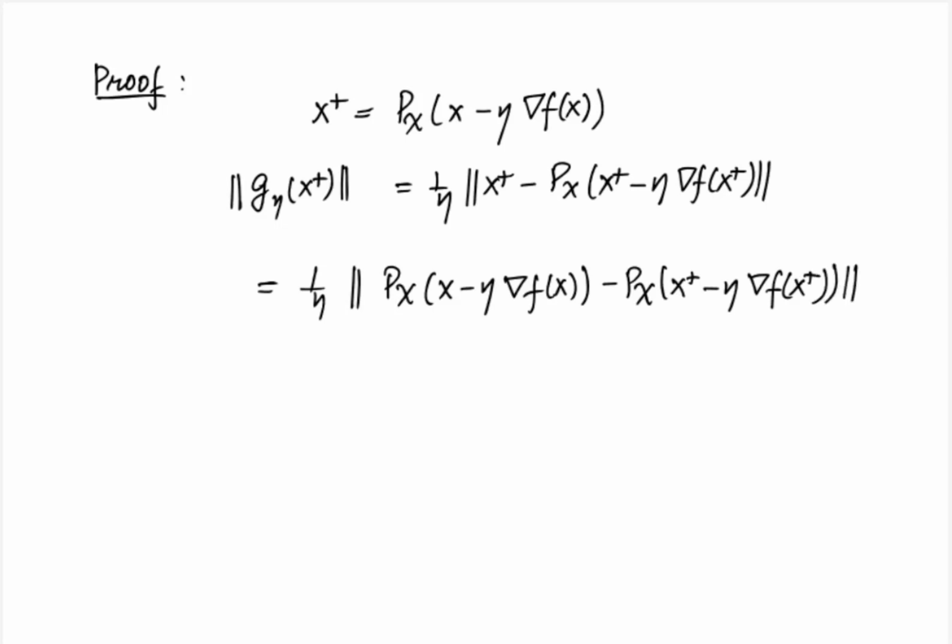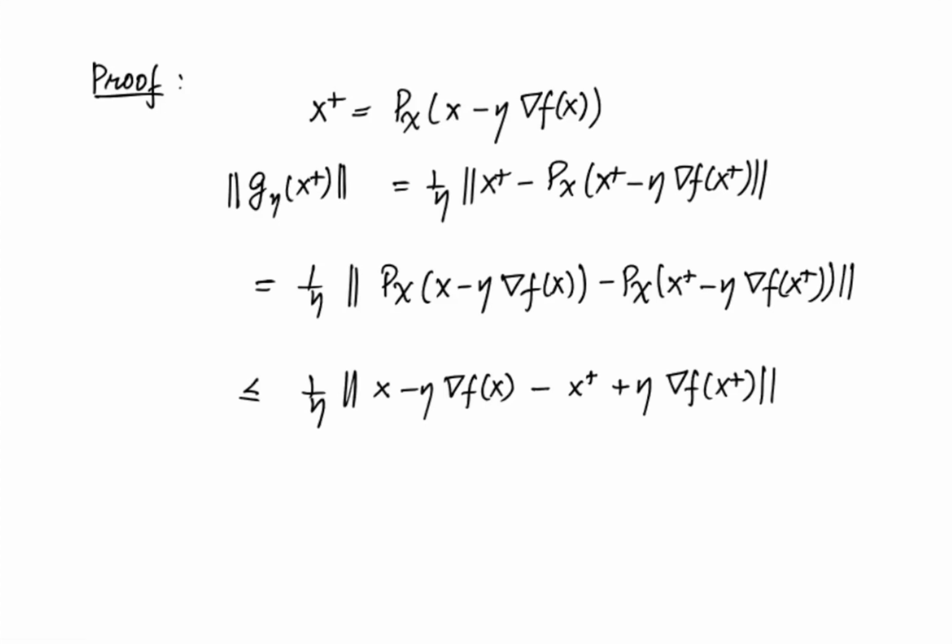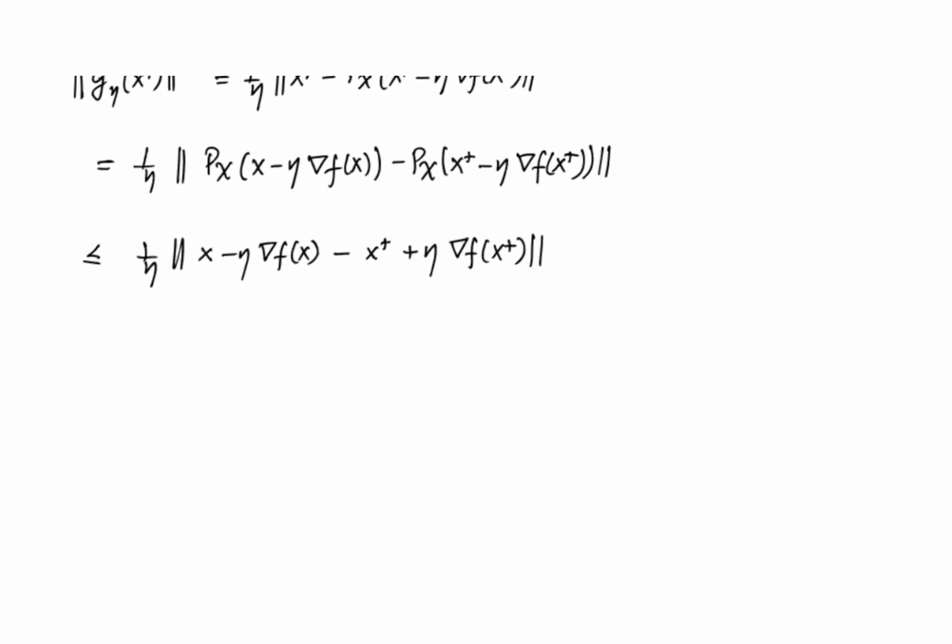So at this point we can use the non-expansiveness of the projection operation so as to get 1 by eta norm of x minus x plus minus eta gradient of f of x plus eta gradient of f of x plus. Now at this point we could use the triangle inequality, but then we would not get the required result. So actually we need a stronger result so as to get the required bound. So let us keep this inequality for now and look at the smoothness of function f.